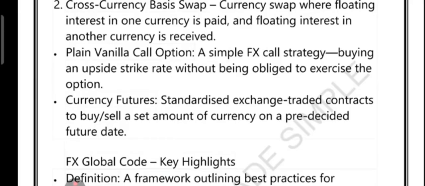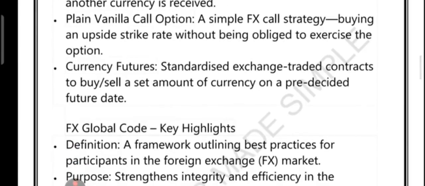Then we have the plain vanilla call option. It is simple: a bet on the currency going up. You buy the right to get it at a set price, but you don't have to use it. That is called a plain vanilla call option. Currency futures are a standard, exchange-traded deal to buy or sell a fixed amount of currency at a set date in the future.